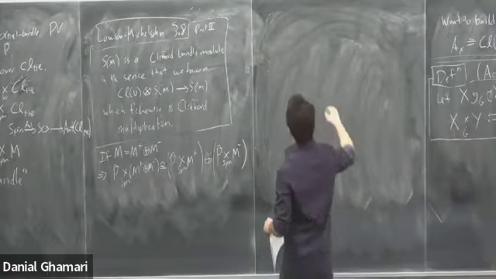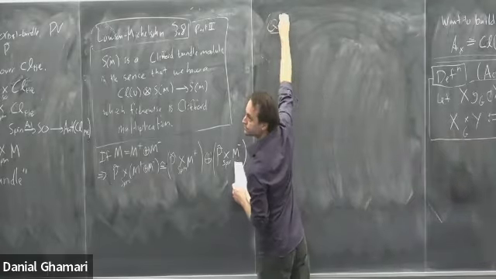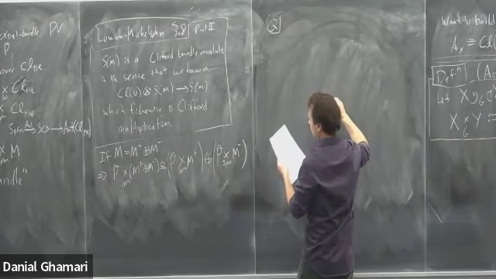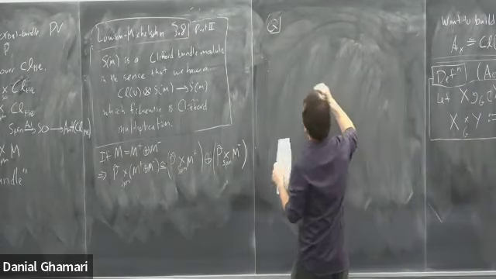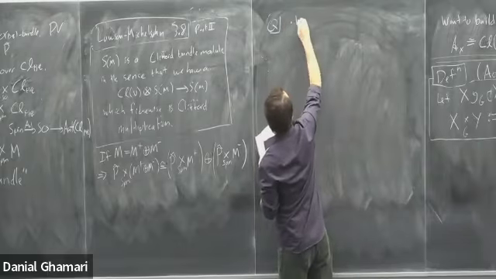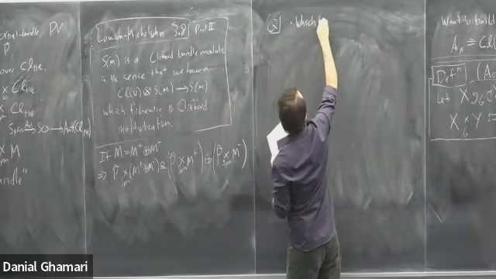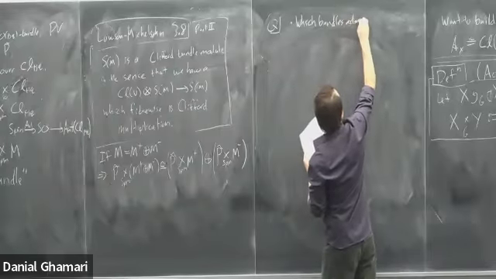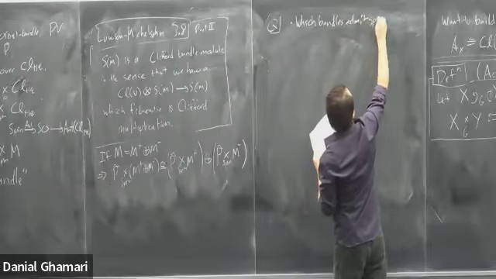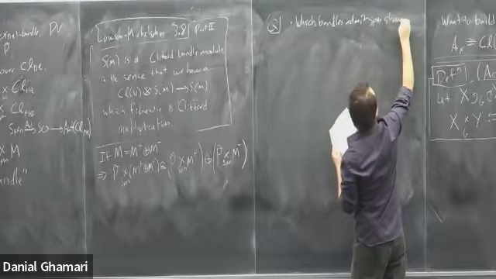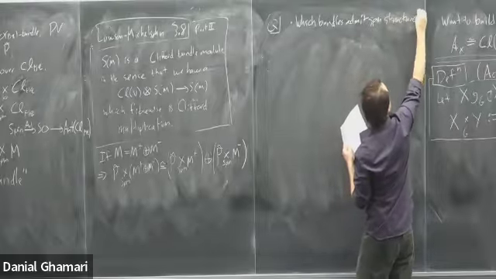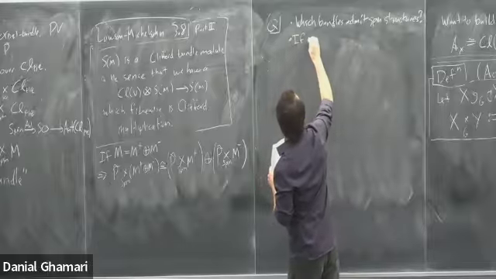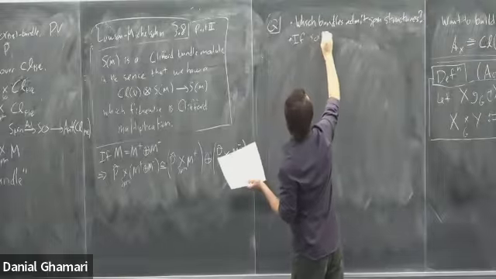Okay. So I'll end with this last discussion, try to make it quick. So we have two questions: which bundles admit spin structures, and if so, how many?